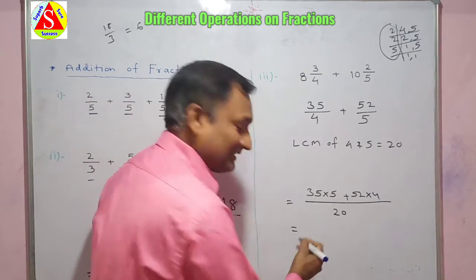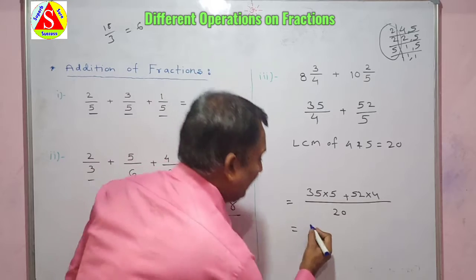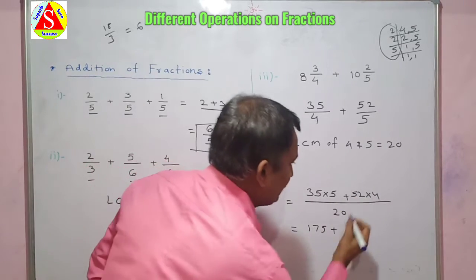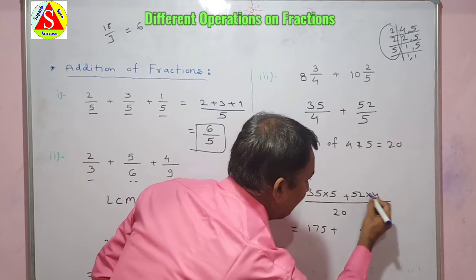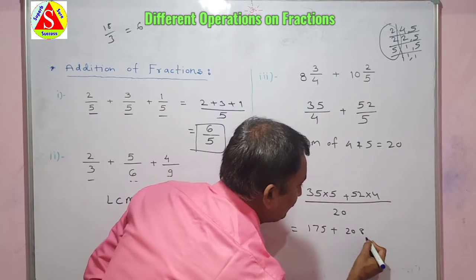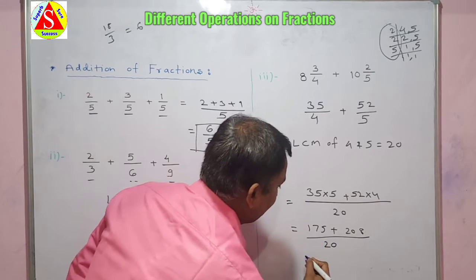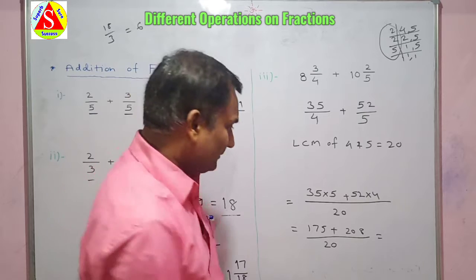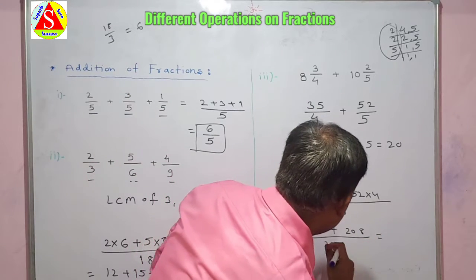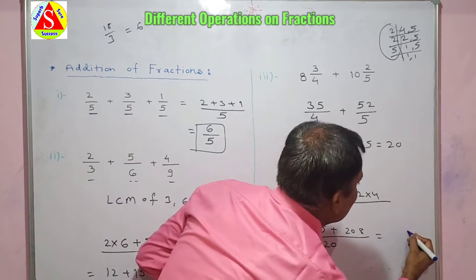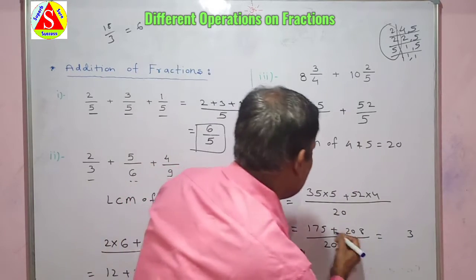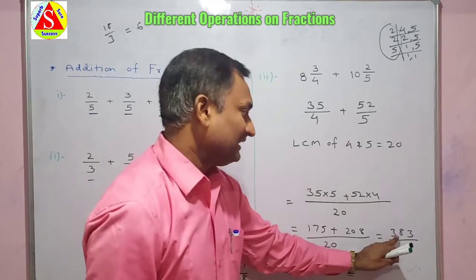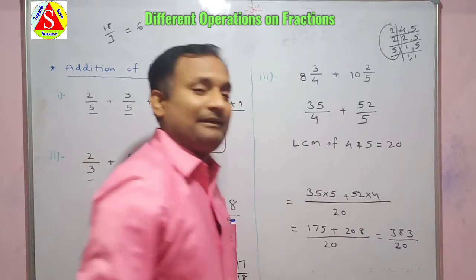Okay, so let's simplify again. So 35 fives, we will have 175 plus 52 fours, so we will have 4 twos are 8 and 5 fours are 20, 208, and in the denominator we will have 20. Okay, so dear students, when we add these terms, let's add it. So we will have 8 and 5, that is 13, so we will have 3 carry 1, we will have 8, and 2 plus 1 is 3. So dear student, we will have 383 upon 20.